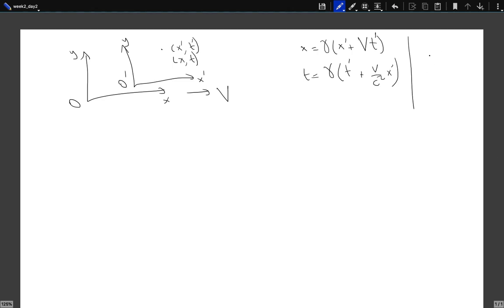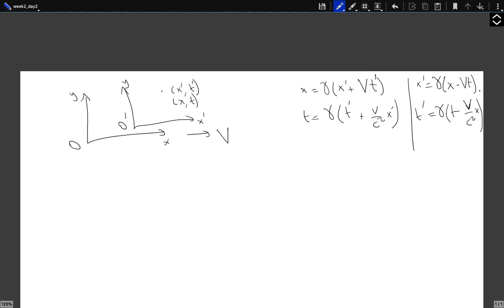Or you can invert these relationships and get x prime equals gamma times x minus vt, and t prime equals gamma times t minus v over c squared x. If you note the difference between these two sets of equations, the only difference is the change of the sign of v. Oh, sorry, here there's a minus sign.